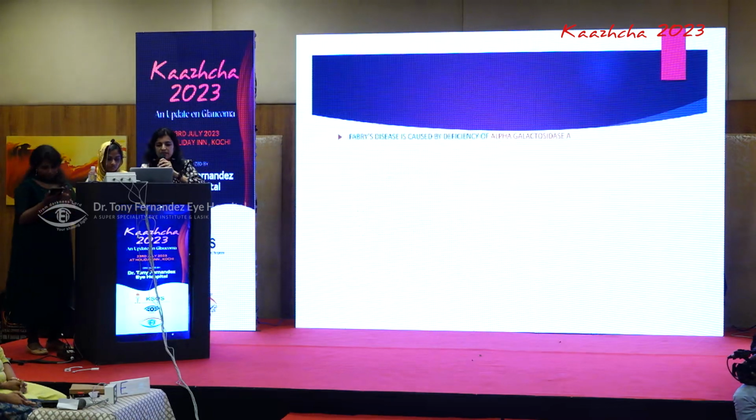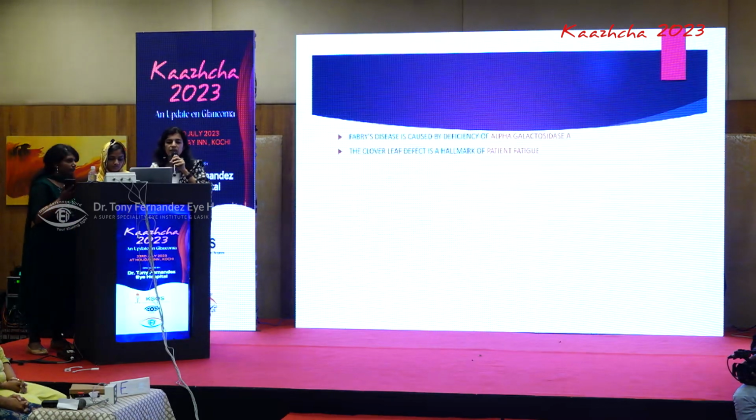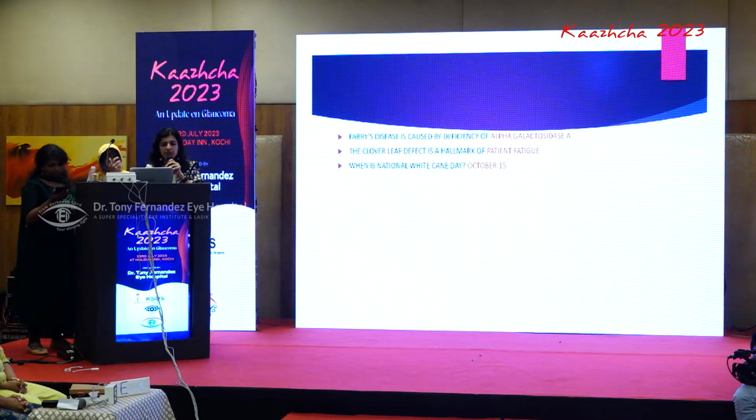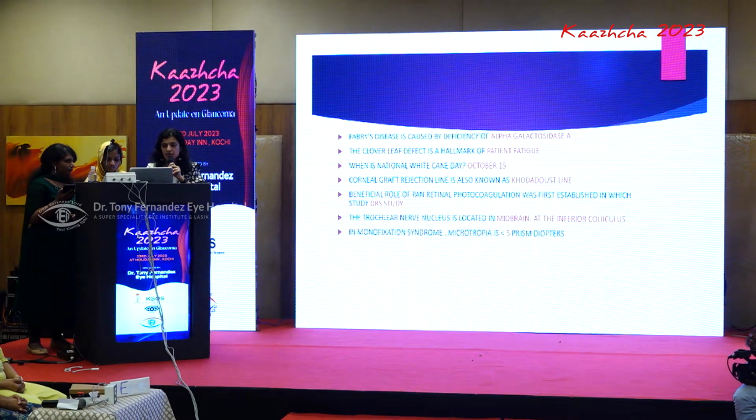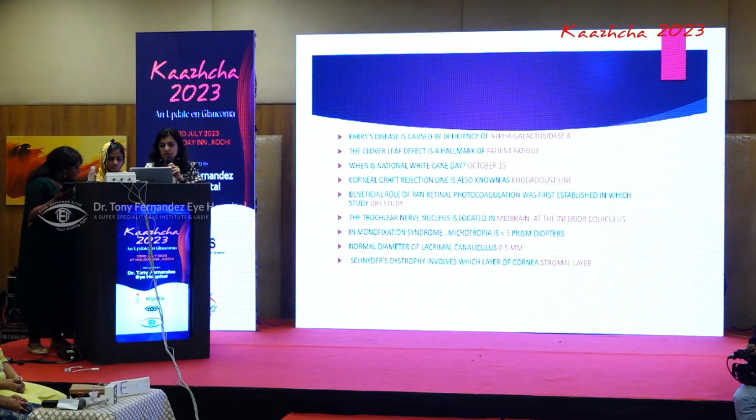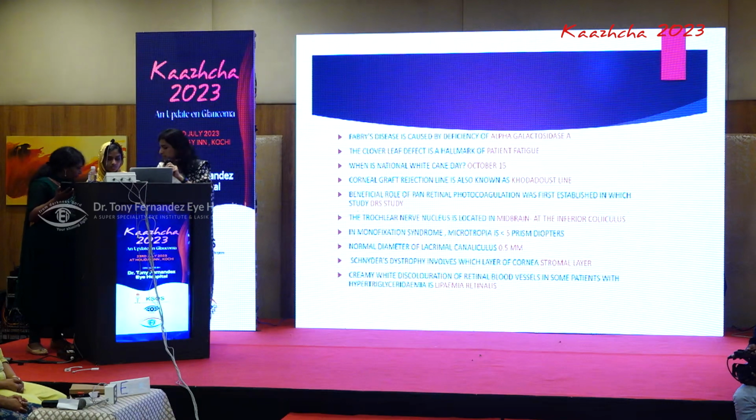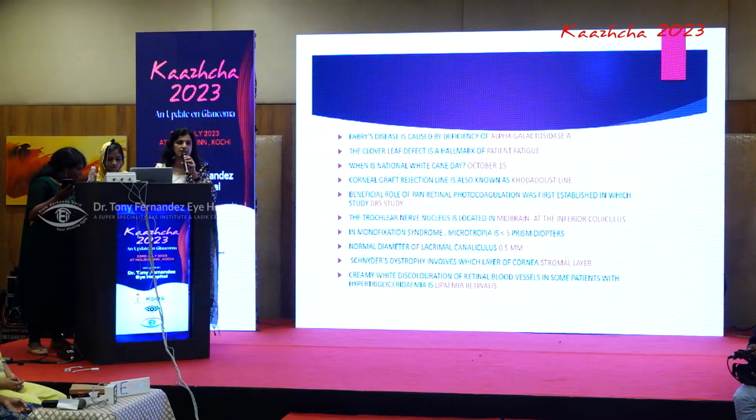Fabry's disease is caused by deficiency of alpha galactosidase A. Cloverleaf defect pattern, patient fatigue, false negative. National White Cane Day is October 15. Corneal graft rejection line is Khodadoust line. PRP first established in DRS study. Trochlear nerve is located in midbrain. Monofixation syndrome less than 5 prism diopters. Normal diameter of lacrimal canaliculus is 0.5 millimeters. Schnyder's is stromal layer and lipemia retinalis. So 5 correct, 2 wrong and 3 unattempted. 40 marks for team C.